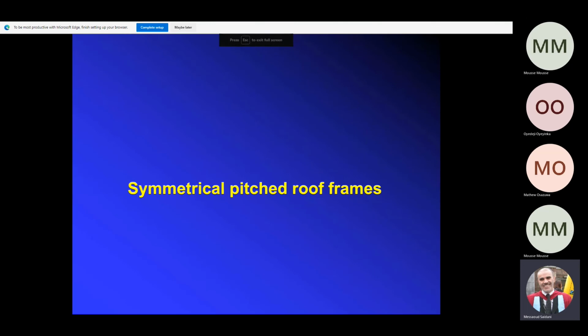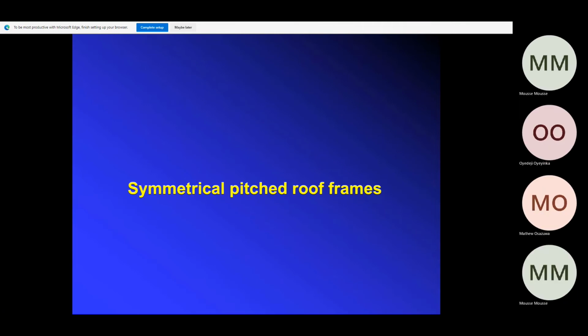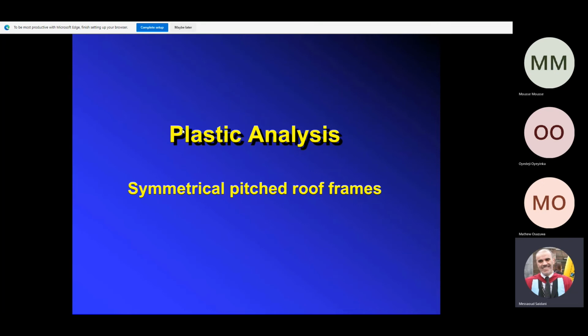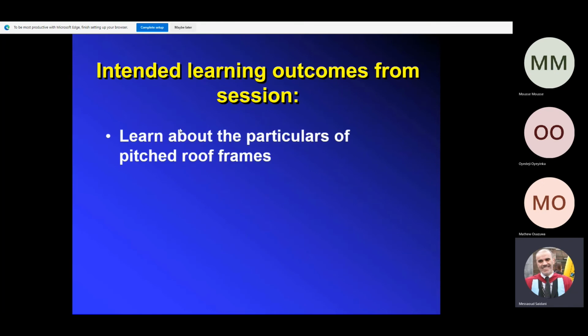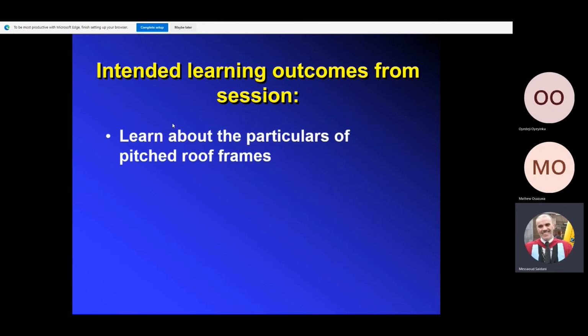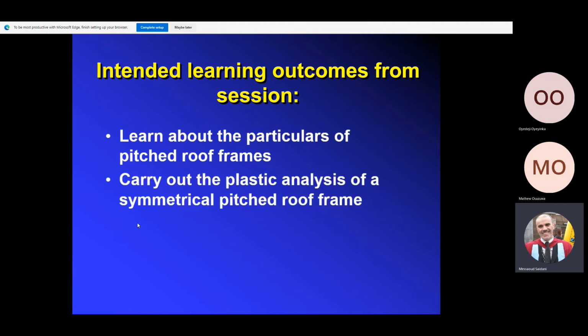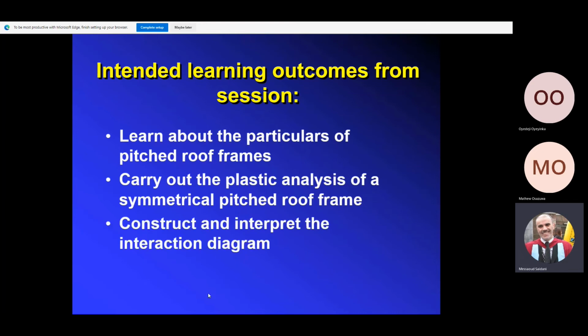So we are going to divide it into two sections. This week we are going to look at symmetrical frames, and next week we look at frames where the geometry is not symmetrical, and then we see what difference it makes. What we'll do is learn what is particular about frames, and how to carry out the plastic analysis for a pitch roof frame where the geometry is symmetrical. Finally, we are going to construct and interpret the interaction diagram, which is what we did with the rectangular frames, if you remember.